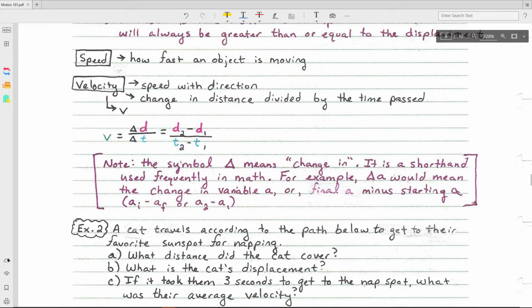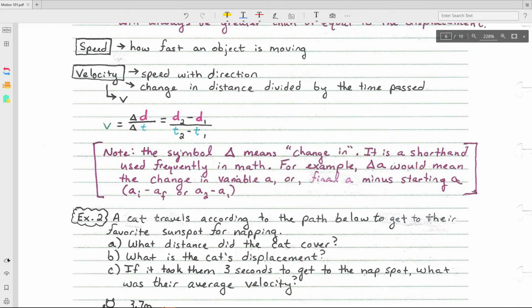Now our next definition is speed. Now, all of you, I'm sure, know what speed is. It's just how fast an object is moving. What people always get confused by is the difference between speed and velocity. Velocity is speed, but with a direction. So instead of saying the car is going 60 miles per hour, you would say the car is going 60 miles per hour east, or 60 miles per hour north, or 60 miles per hour south, and so on.